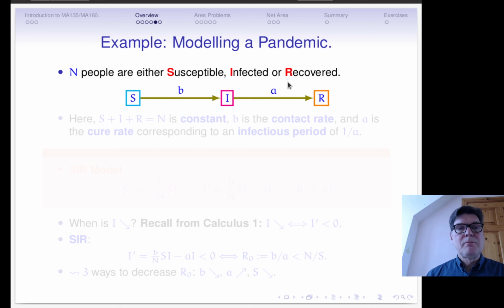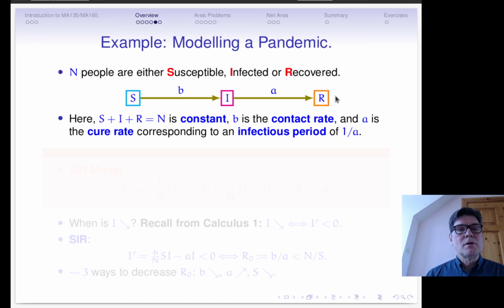And then there are certain possible transitions from one group into another, described by a parameter b, a contact rate b, which describes the likelihood of susceptible people becoming infected, and another transition from the I group into the R group, described by a parameter a, describing the likelihood of infected people to recover.